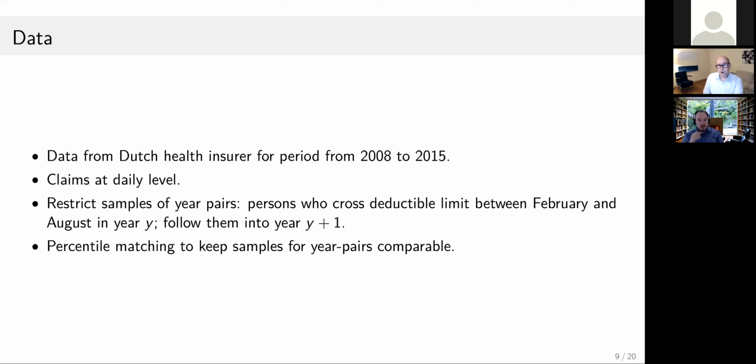Why not after August? Well, we want to avoid the issue that, when you hit the deductible limit in, say, November, there's still some healthcare need in December that is related to you hitting in November. So therefore, we selected people who hit between February and August. And then we do this percentile matching approach that I talked about before.